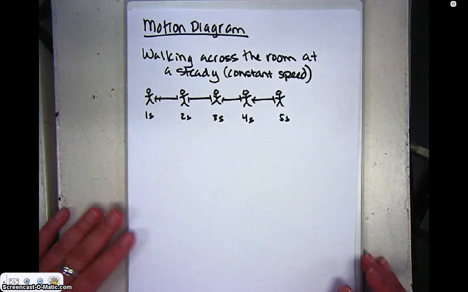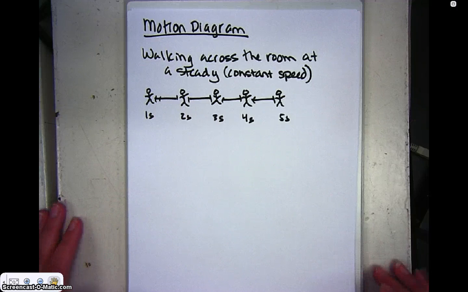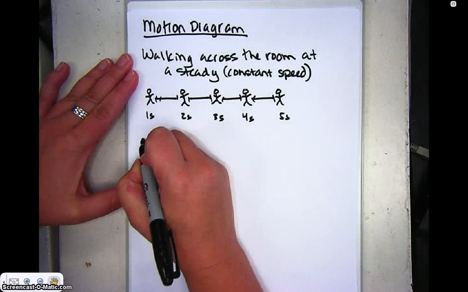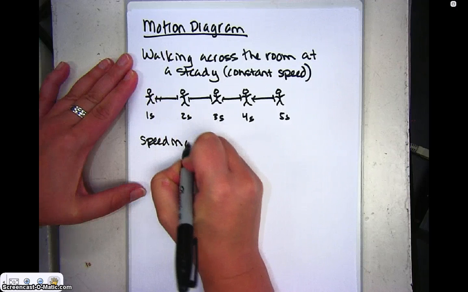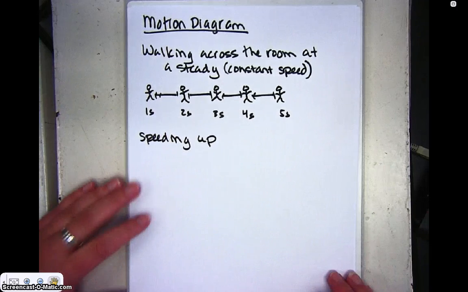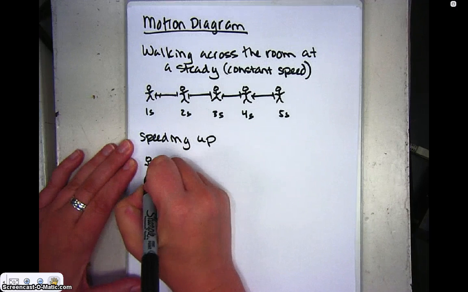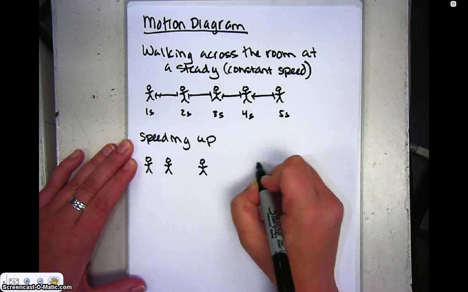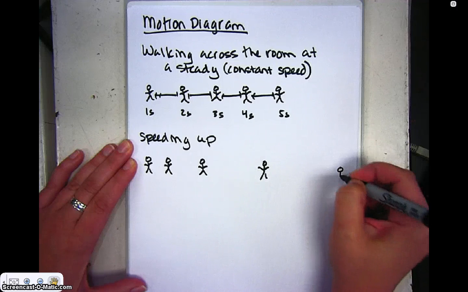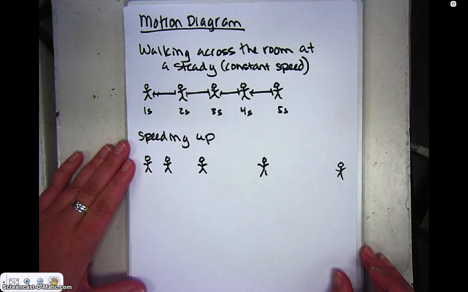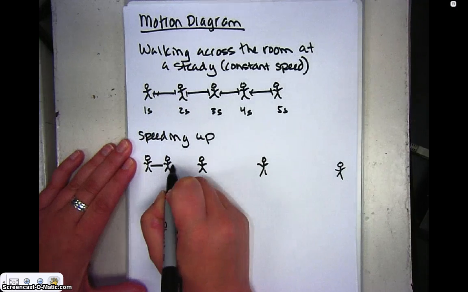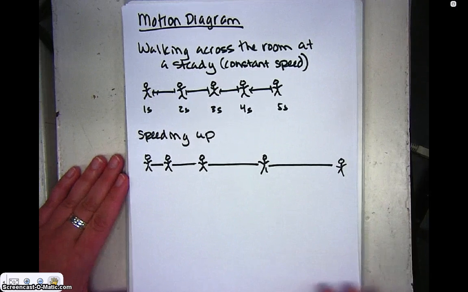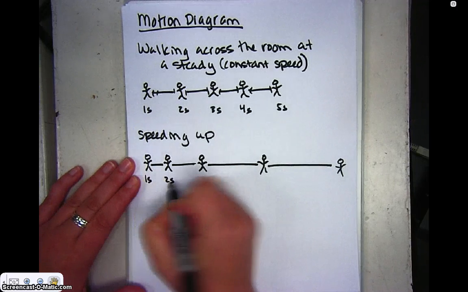Now, if we were going to draw a person walking across the room and speeding up, this type of motion diagram would look like this. First second there, here. We start slow, and then we start to get faster and faster and faster. You can see that at every time interval, the ground that is covered gets larger and larger. So this is when someone is speeding up. And then again we have our time intervals.